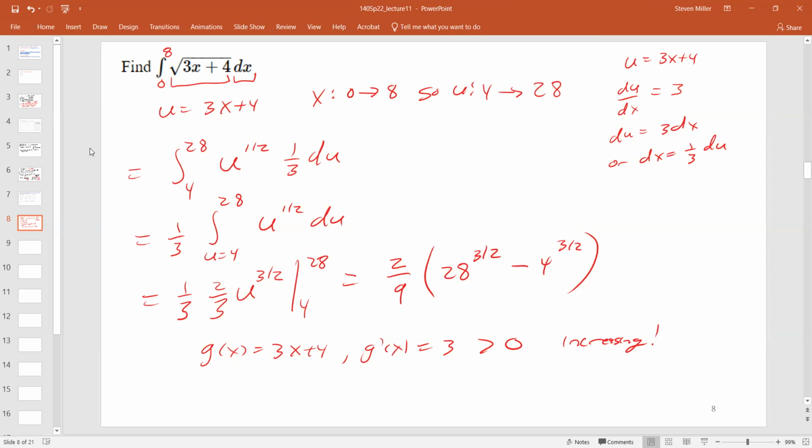So think of this as a conversion factor. And so I need to figure out what is dx. Well, dx then is just 1/3 du. So when I have my dx here, I need to solve for dx in terms of du. And now I can just substitute in for each piece. But I can't just replace the dx with du because dx is not the same as du. It's not just notation.